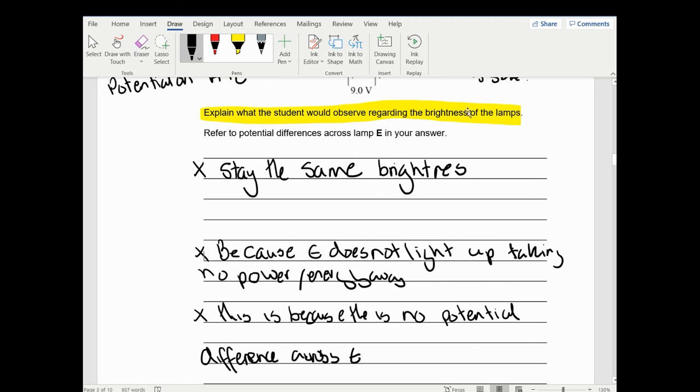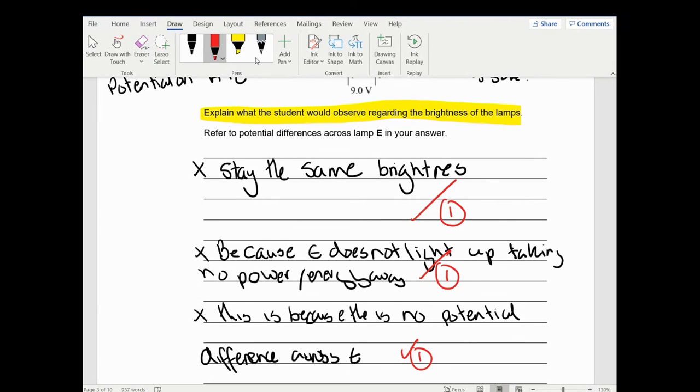Explain what the student would observe regarding the brightness of lamps. I'm having a go. I'm saying it would stay the same brightness. You get 1 mark for stating that. Okay. You get the next 2 marks here. So actually mentioning that the light doesn't turn on because there's no potential difference between E.